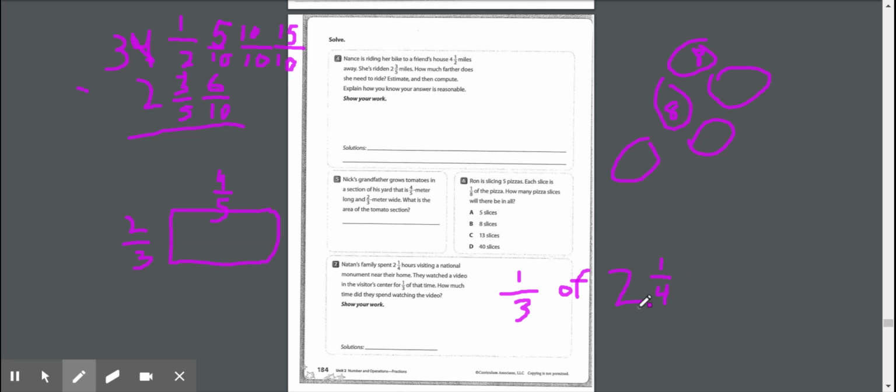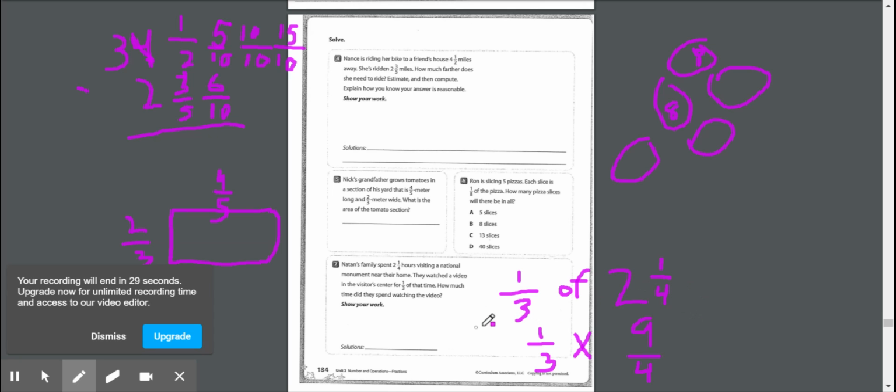So I first should change this to an improper fraction, and I do that by multiplying. 4 times 2 is 8, plus 1 is 9, and the bottom stays the same. So 9/4. Of means times in math, 1/3. And then I can multiply the tops and multiply the bottoms, and then simplify or reduce.